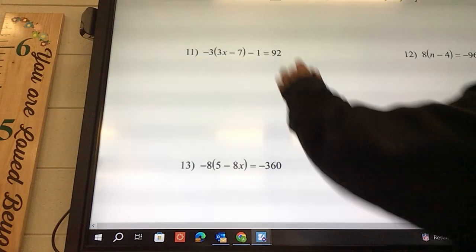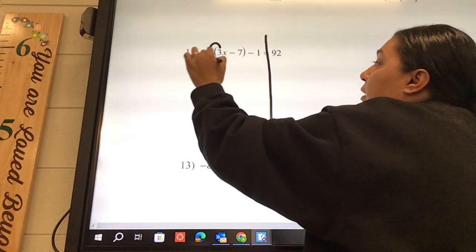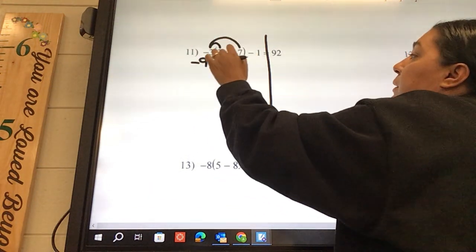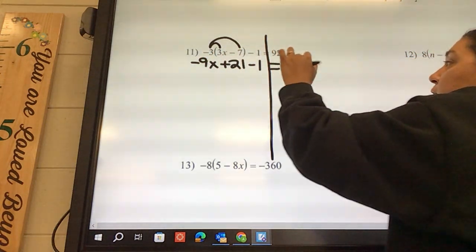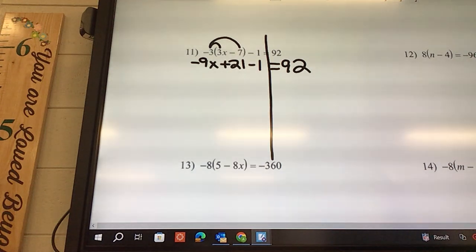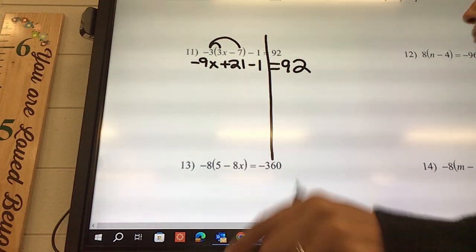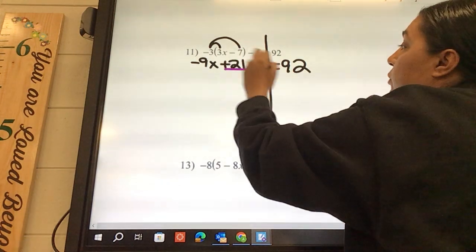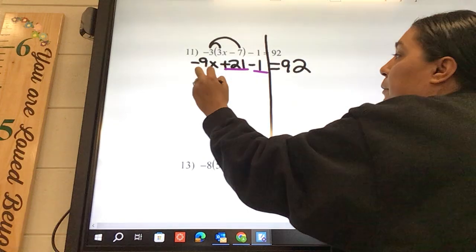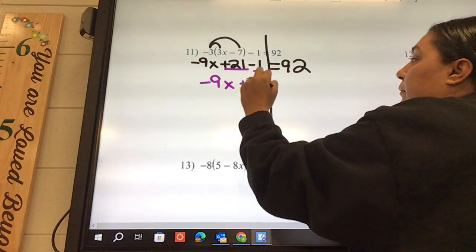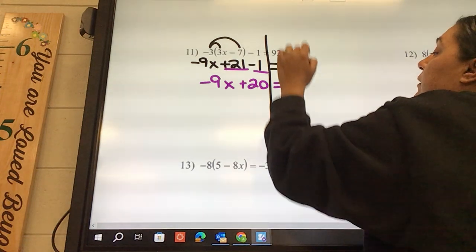Okay, 11, our first step is going to be to distribute. So negative 3 times 3 is going to be negative 9x. Negative 3 times negative 7 is a positive 21. Minus 1 equals 92. Again, I have 3 pieces on the left side, so that tells me something can get put together. So I know that the 21 and the 1 can go together. So positive 21 minus 1 is going to be 20.